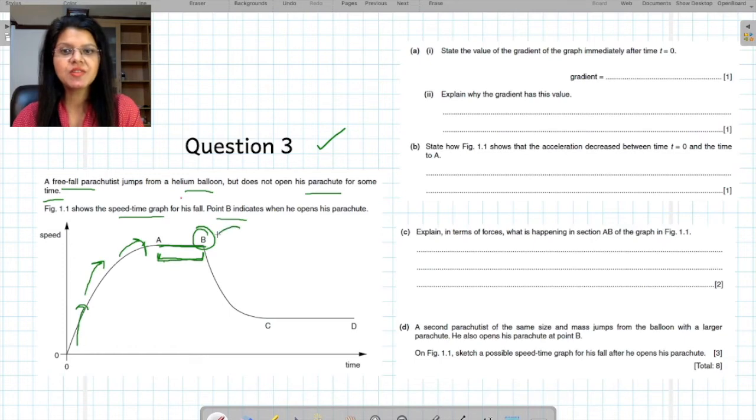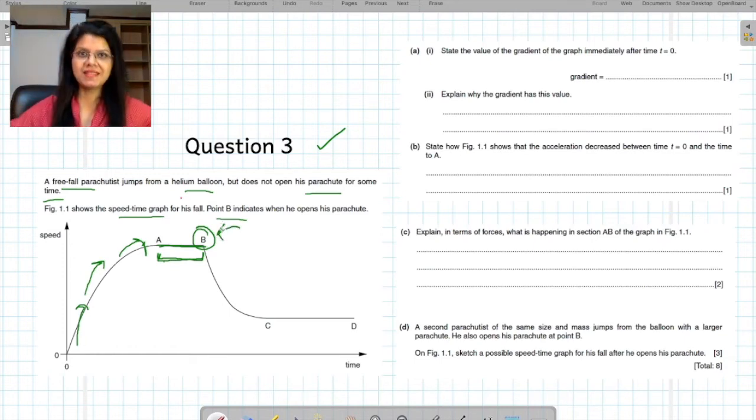The parachutist opens the parachute at this point. Parachute opens. There is a big surface area created. As a result, the backward air resistance increases a lot. There is a backward push. The parachutist is falling down. There is a big parachute open. Air resistance increases. Backward push is increased. As a result, what happens to the speed now? If you see, the speed is going down. Speed goes down all the way.